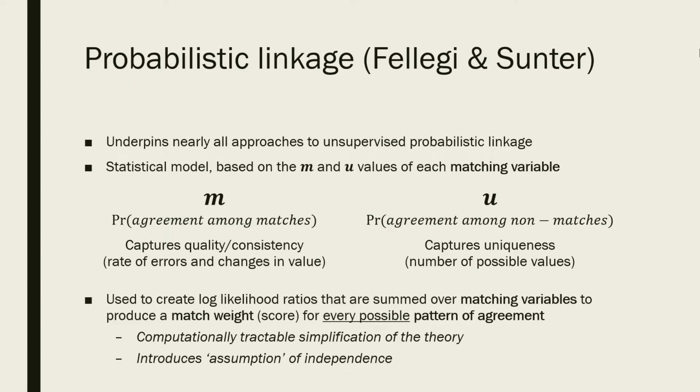And these are then usually used to create log likelihood ratios that are summed over matching variables to produce a match weight, which is really just a score for every possible pattern of agreement. This summing over matching variables is something that's done to make the problem tractable, to make it computationally feasible, but it's a simplification of the underlying theory, and it introduces an important assumption of independence between the matching variables, which is something we're going to talk about a lot today.